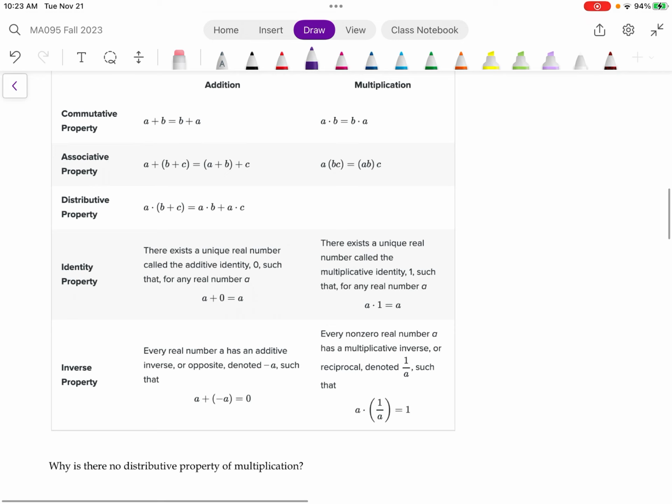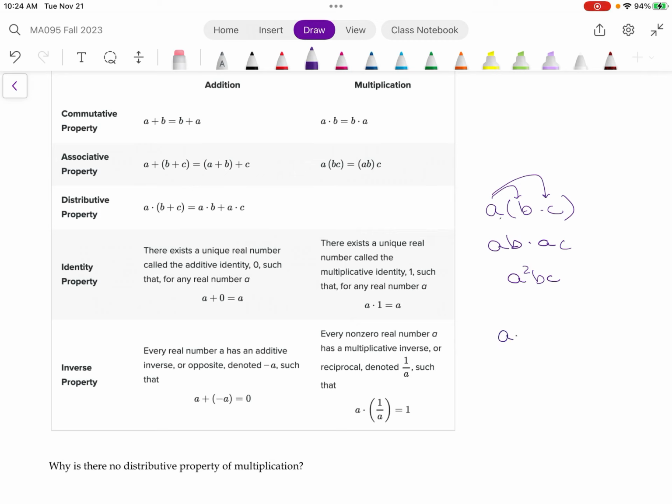Okay, so moving on, why is there no distributive property of multiplication? It's blank right here. Why is there nothing there? Well, think about it this way. If you've got A times B times C, and you distribute it like you do with addition, which I see people do all the time once they learn these, it is not correct because you would get AB times AC, which is A squared BC. So that's not what we have at all.